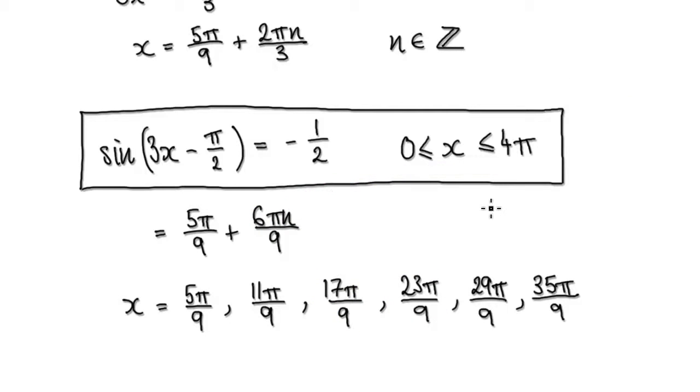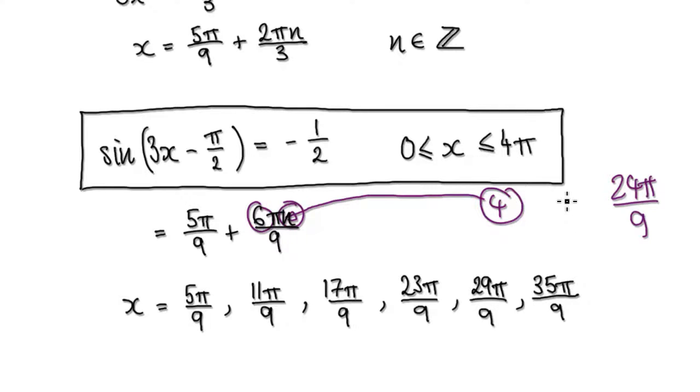And then put a 4 into there. Anyway, if you put the 4 into this n here, 4 times 6 will be 24 pi over 9, and then this thing here would be 5 pi over 9, add the two together, so that would be 29 pi over 9, and so on.